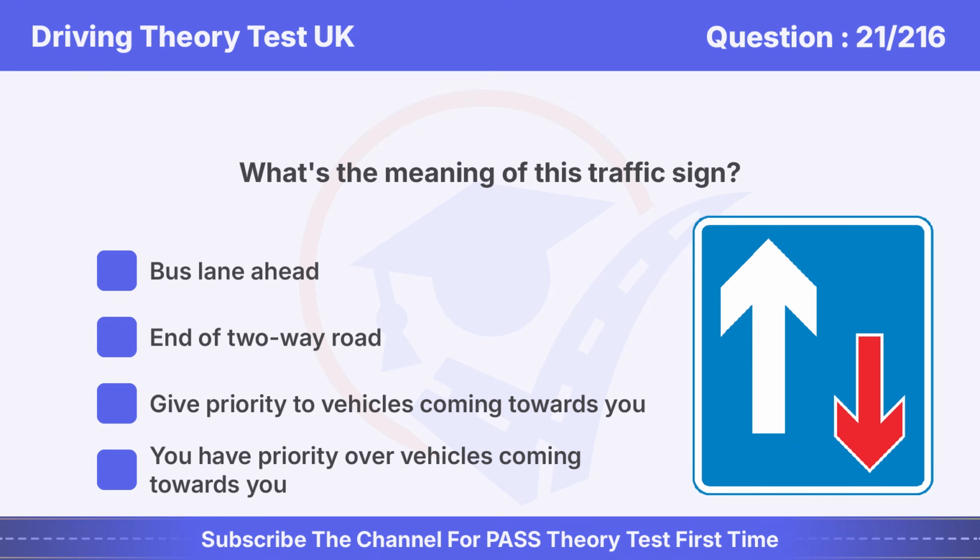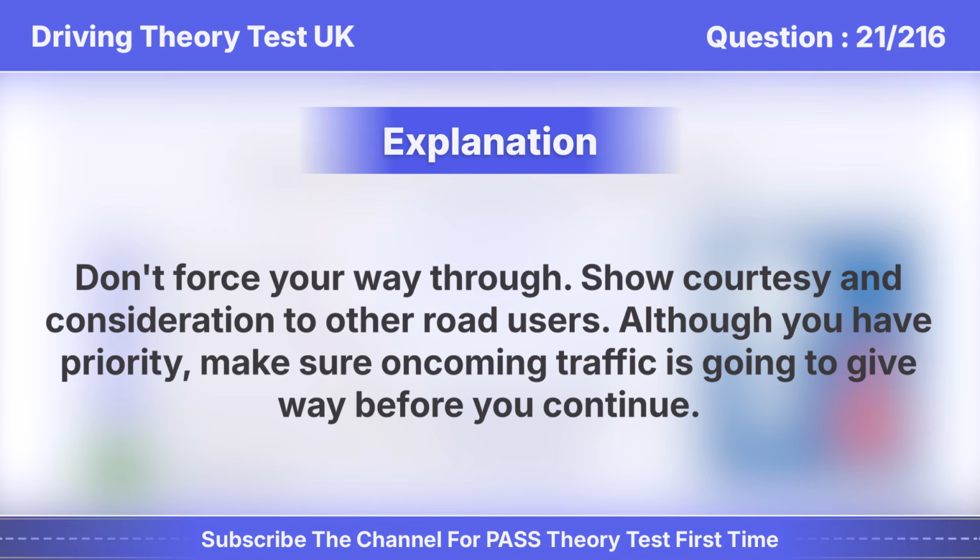Question 21. What's the meaning of this traffic sign? Answer is D. You have priority over vehicles coming towards you. Don't force your way through. Show courtesy and consideration to other road users. Although you have priority, make sure oncoming traffic is going to give way before you continue.